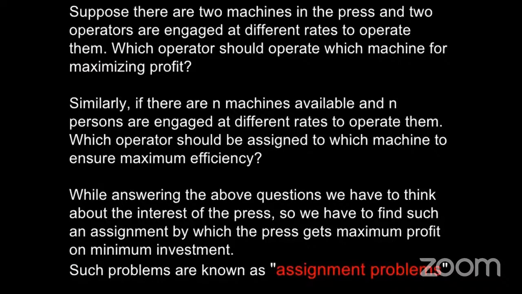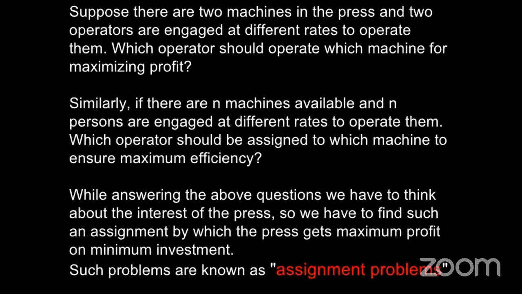Suppose there are two machines in the press and two operators are engaged at different rates to operate them. Which operators should operate which machine for maximizing the profit? Is the question arising in front of you. Similarly, if there are n machines available and n persons are engaged at different rates to operate them, which operator should be assigned to which machine to ensure maximum efficiency?